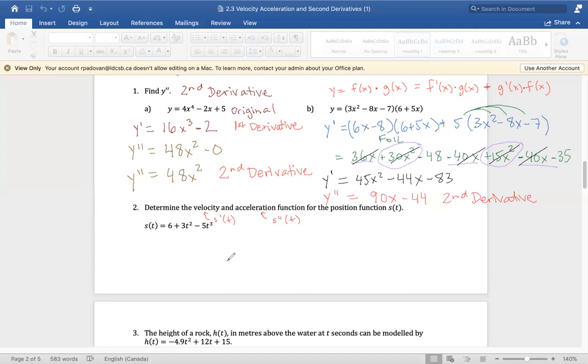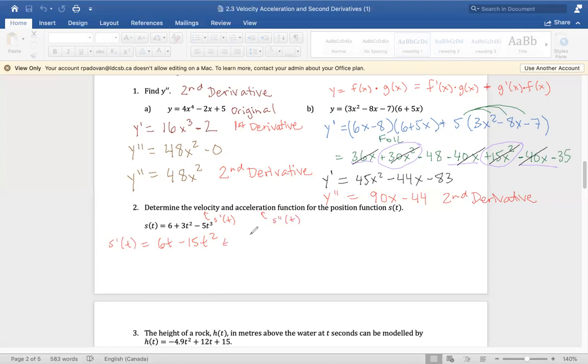So s of t equals 6 plus 3t squared minus 5t cubed. So the velocity would be s prime of t is, the 6 is 0. So this 3 times 2 is 6t minus 15t squared. Now you could leave it like that, but I know that we usually have the t squared first, the highest exponent first. And another way to write s prime of t would be the first derivative is the velocity function, right?